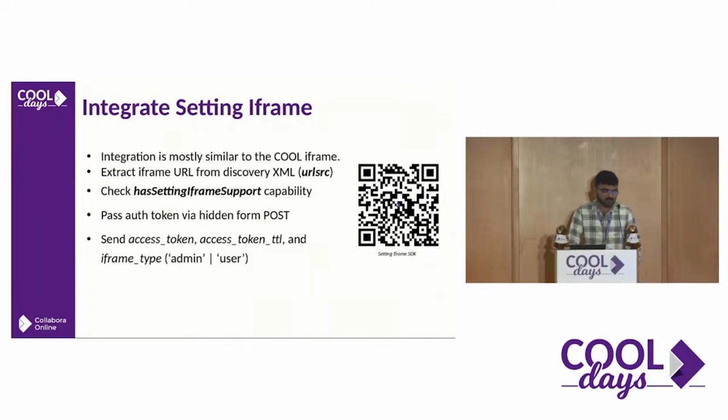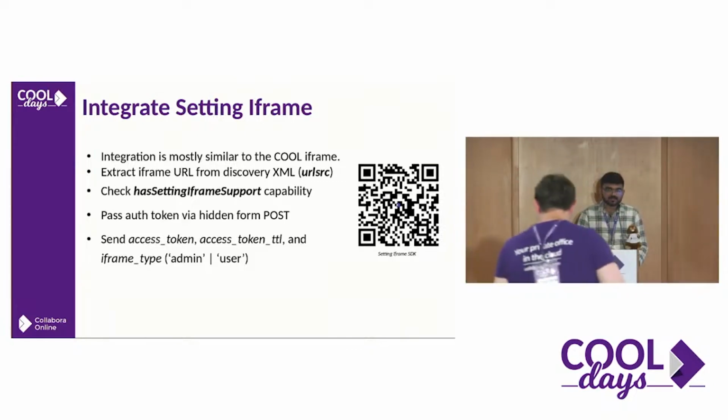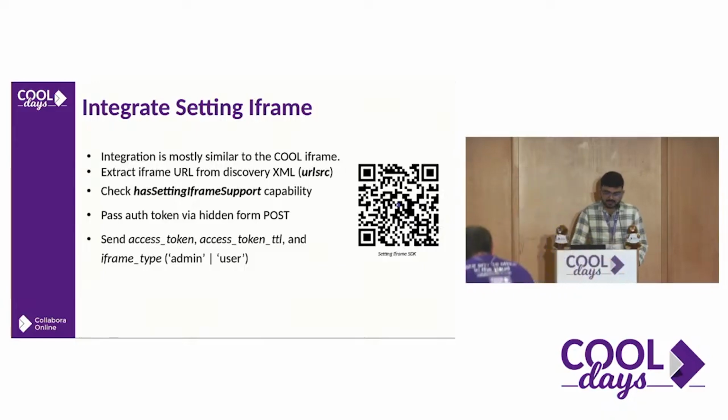So you can obviously scan this QR and see the entire SDK documentation. But here a few things are important: how do you know what the settings iframe URL is? In order to identify the settings iframe URL, we have a discovery XML where you can find the URL source. Also, you can check whether this feature is supported on Collabora Online or not. Then you have to check the hasSettingsIframeSupport capability, which allows you to check whether this iframe is available on this version or not.